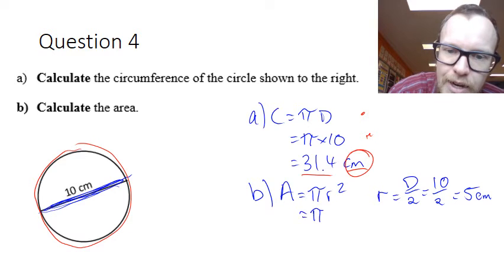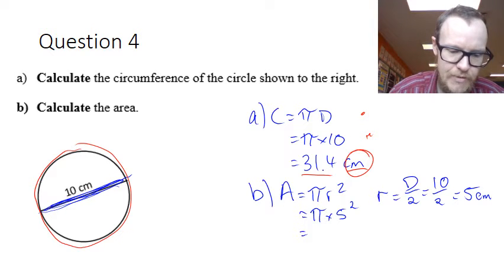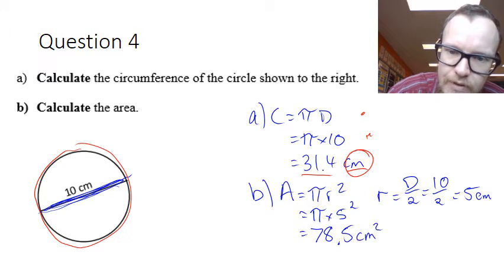So that means our radius is 5 squared. So our answer for our area is going to be 78.5 square centimetres.